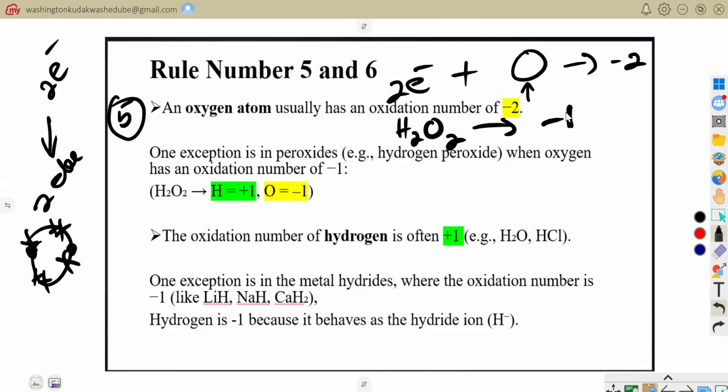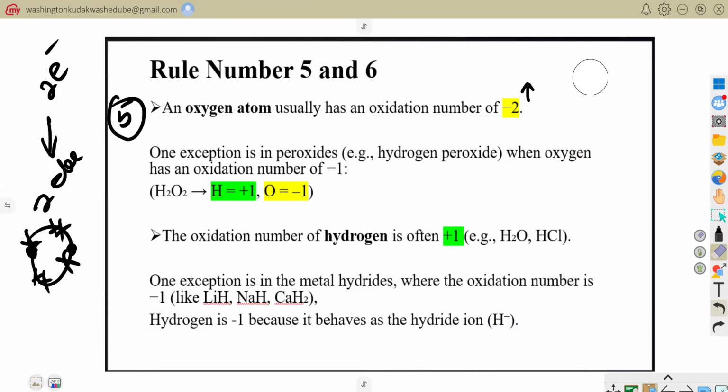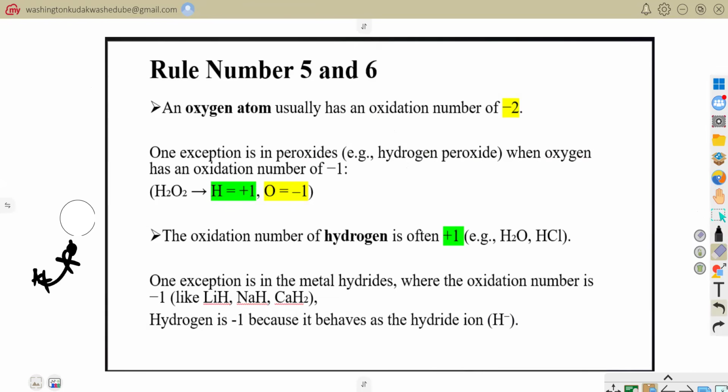It carries an oxidation state of what? -1. That is what rule number 5 is saying. Those are exceptions. So by rule number 5, you would know that whenever oxygen is in peroxides, it will be carrying an oxidation state of -1, which is unusual. But that is the exception rule there.